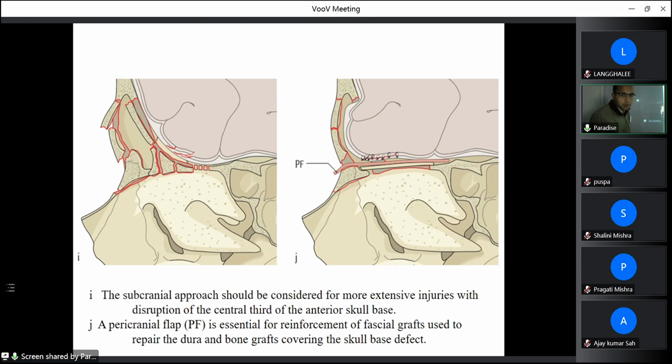Again, there are different approaches. There is something called a subcranial approach, in which they use the endoscope through the nasal cavity, and they use the camera and operate or seal the dura mater, which is ruptured near the floor of the intracranial fossa. The subcranial approach will be considered for more extensive injury with disruption of the central third of the anterior skull base. A pericranial flap is essential for reinforcement of the fascial graft used to repair the dura and bone grafts covering the skull base defect.